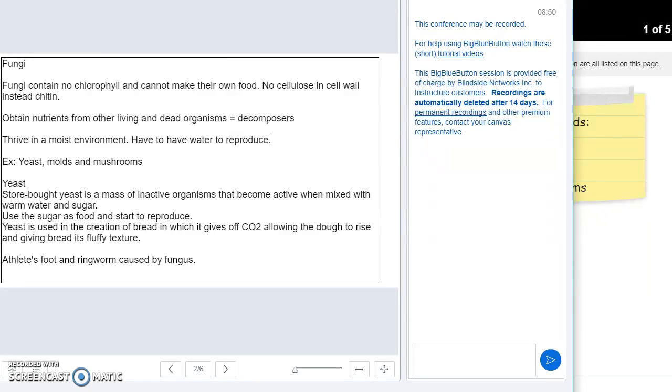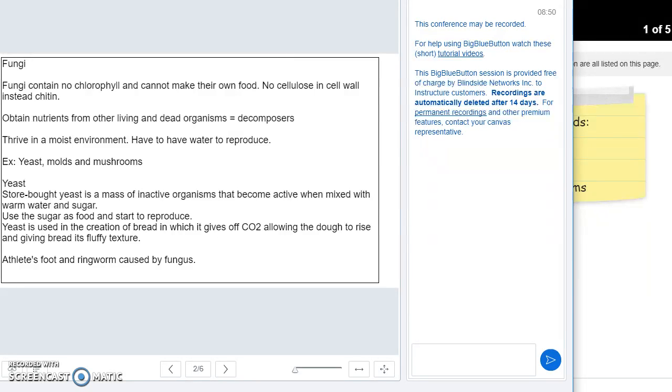Yeast is used in the creation of bread. It gives off CO2, carbon dioxide, allowing the dough to rise and giving bread its fluffy texture. So that holey texture that we have in bread is caused by the carbon dioxide given off by yeast. Now, parasitic fungi can cause things like athlete's foot and ringworm. These are all created in moist environments on the body.